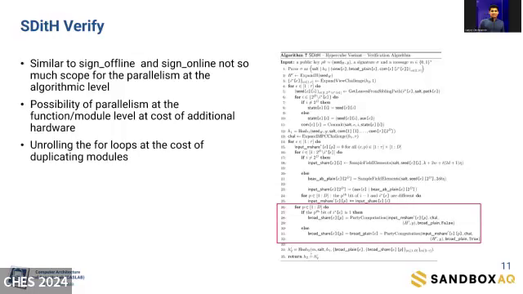Similar to the sign offline and online parts, there is not much scope for parallelism at the algorithmic level in the verification algorithm as well. However, there is a possibility of parallelism at the functional or module level at the cost of additional hardware, just like the sign online and sign offline phases. In addition, there are techniques like loop unrolling and so on, which also require duplicating the modules. But for this design, our target was to keep area as low as possible. For that reason, we go with only one module for each operation.